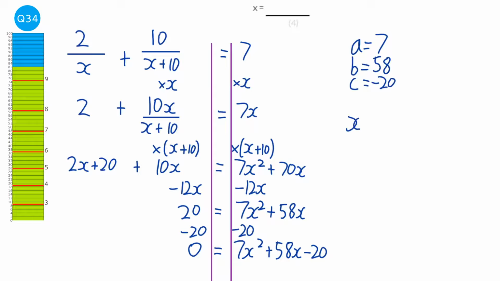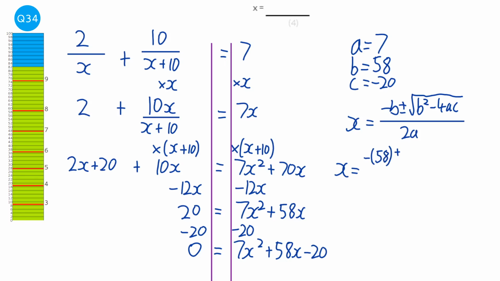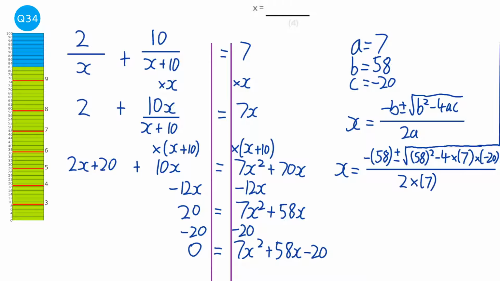The quadratic formula is x equals minus b plus minus the square root of b squared minus 4ac, and all of that over 2a. So, putting in the numbers, it would be minus brackets 58, and I always put brackets around these, because if they are negative, it makes it a lot easier and a lot more reliable. Minus 4 times the 7 times the minus 20. And all of that is going to be above 2 times the 7.